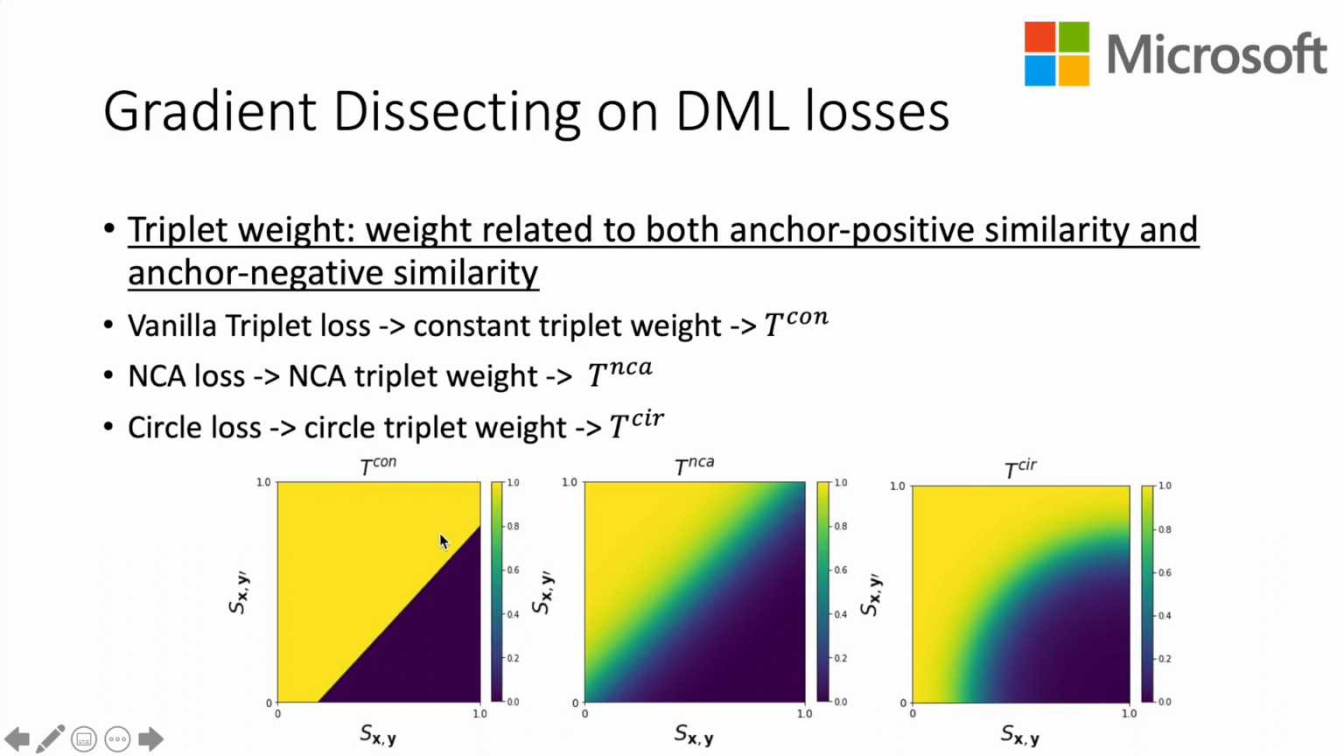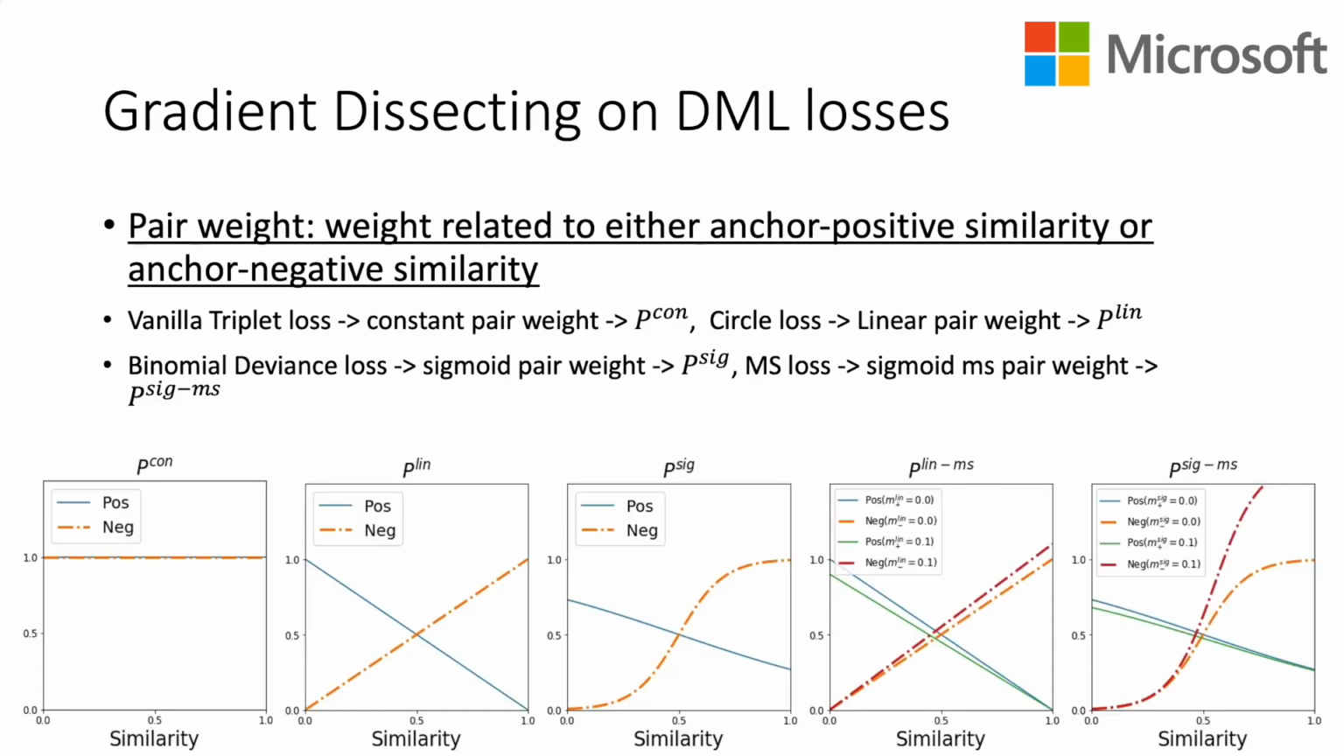Here are three triplet weights we find from vanilla triplet loss, lifted structure loss, and circle loss. And here is the triplet weight map. The x-axis represents the anchor-positive similarity, and the y-axis represents the anchor-negative similarity. And another set is the pair weights. These weights are related to either the anchor-positive similarity or the anchor-negative similarity. Here are five pair weights we find from vanilla triplet loss, circle loss, binomial deviance loss, and the multi-similarity loss.